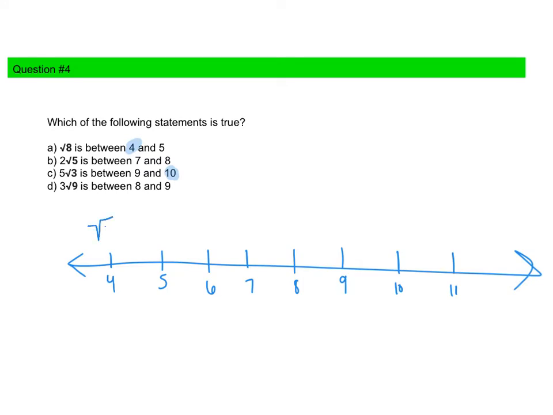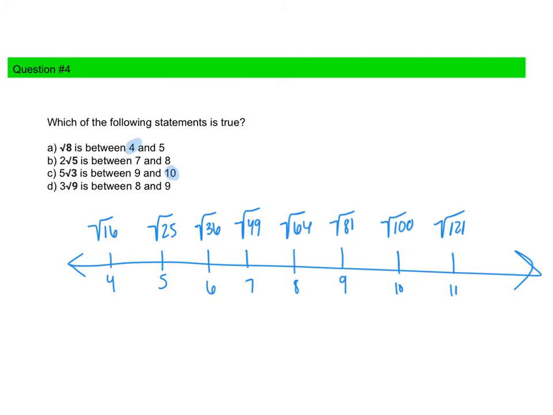So 4 is the same as the square root of 16. 5 is the same as the square root of 25. 6 is the same as the square root of 36. 7, square root of 49. 8, square root of 64. 9 is the same as the square root of 81. 10 is the same as the square root of 100. 11, 121. Okay? So that's going to help me as I fill in my number line. I'll know where to put these little things.